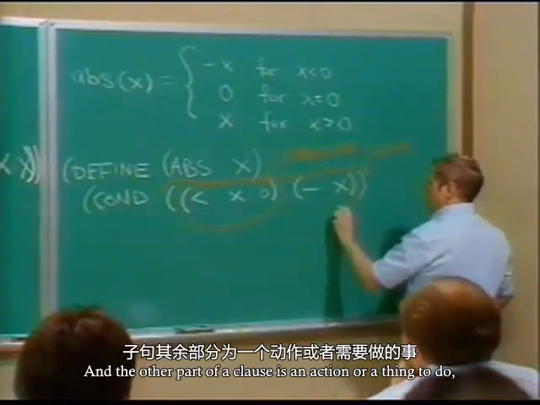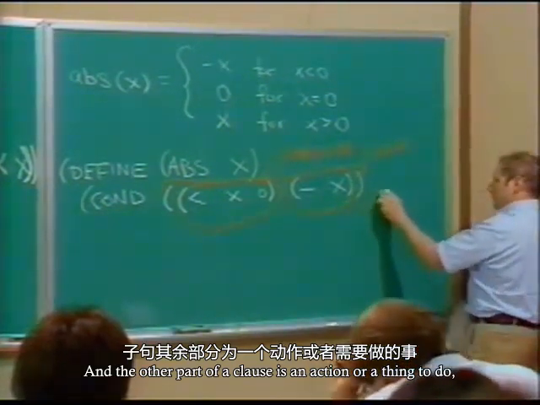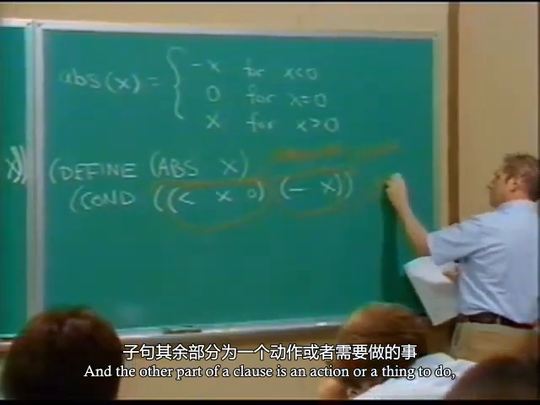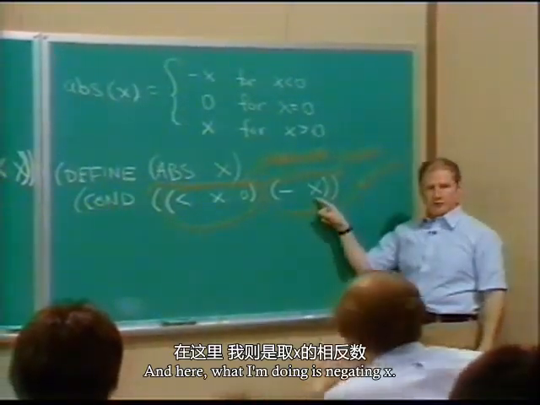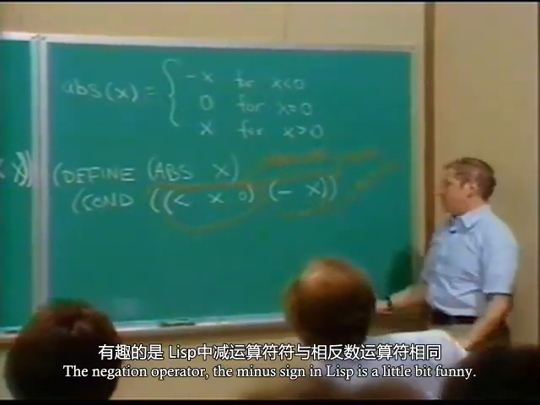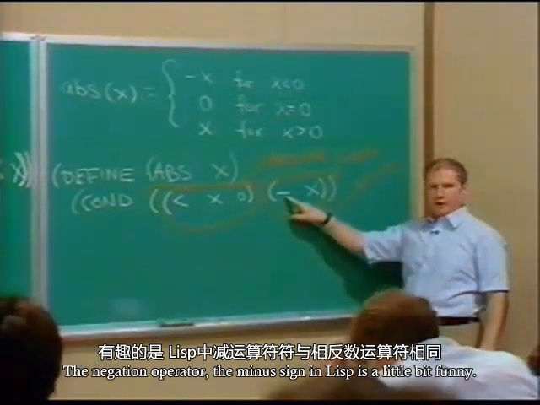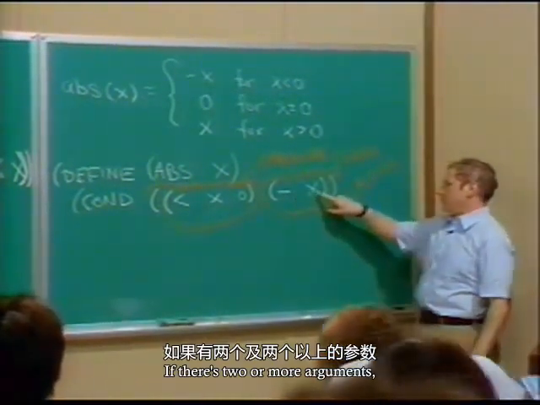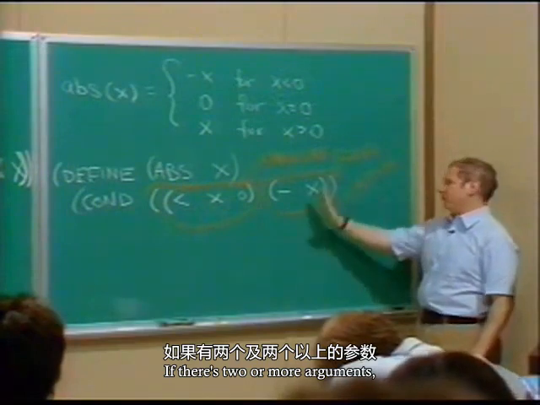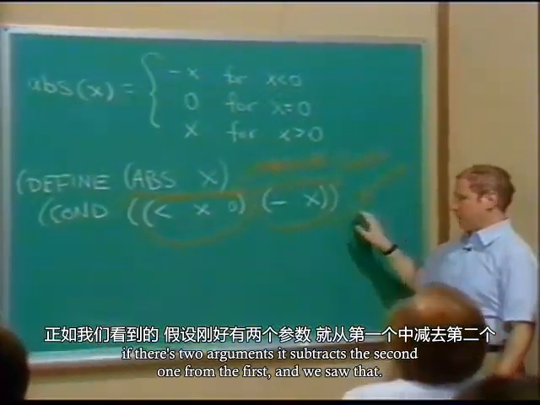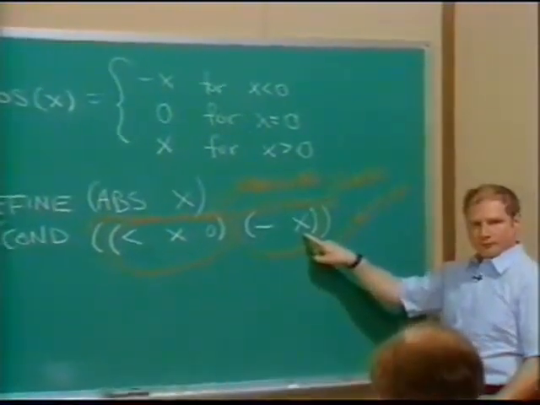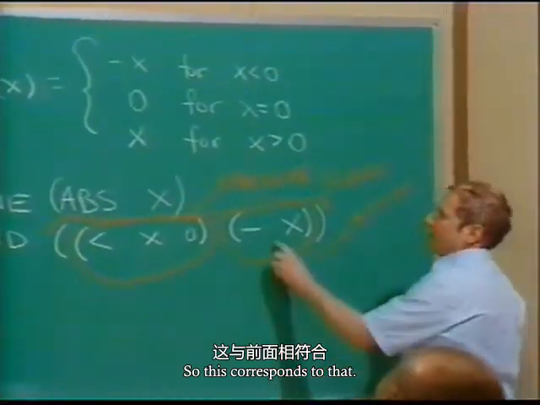And the other part of a clause is an action, or a thing to do, in the case where that's true. And here what I'm doing is negating x. The negation operator, well, the minus sign in Lisp is a little bit funny. If there's two arguments, it subtracts the second one from the first. We saw that. And if there's one argument, it negates it. All right, so this corresponds to that.